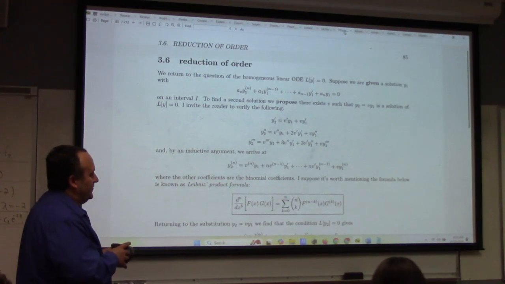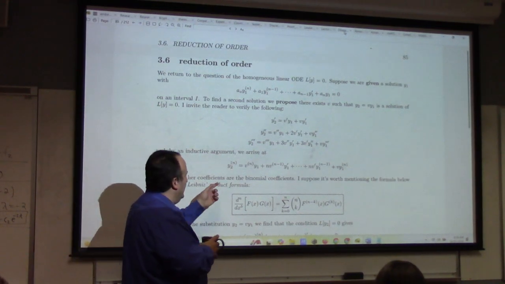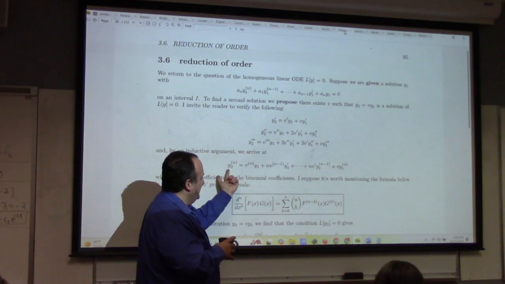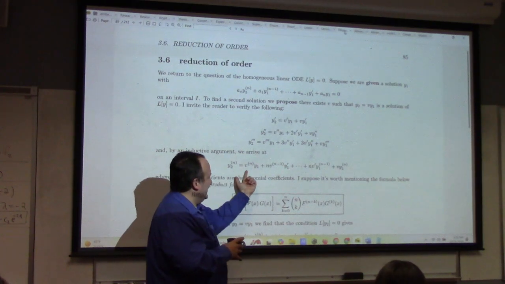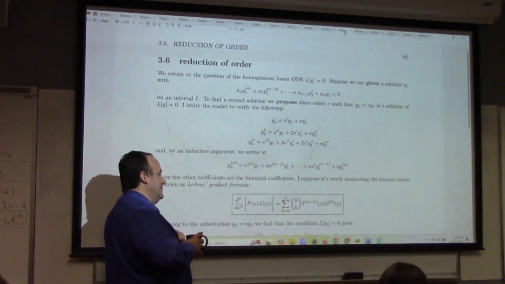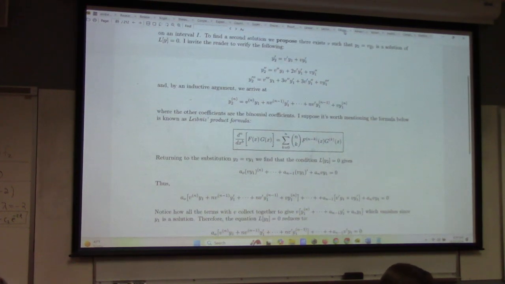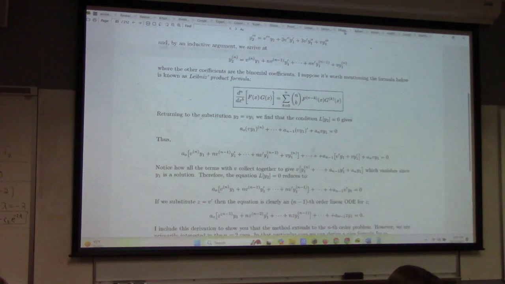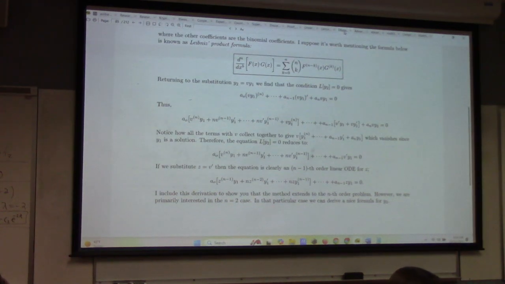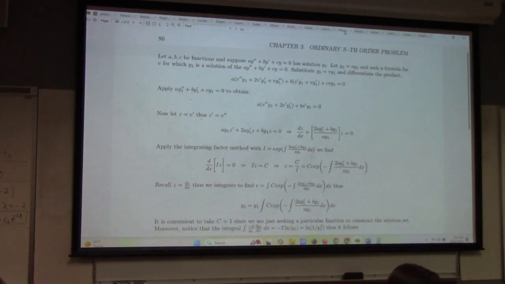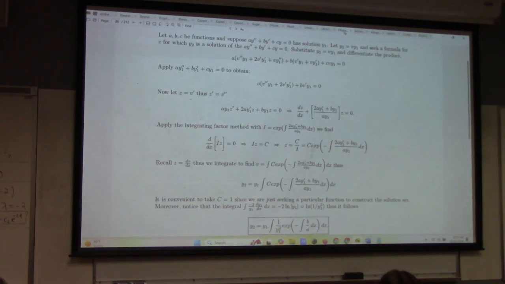Using the nth order product rule, you can take the nth derivative and rewrite it as such, and then plug that into the given nth order problem, and it turns it into an (n-1)th order problem, if I remember right, which is kind of snazzy. And then you can just keep doing that. So it's most interesting in the order 2 case.